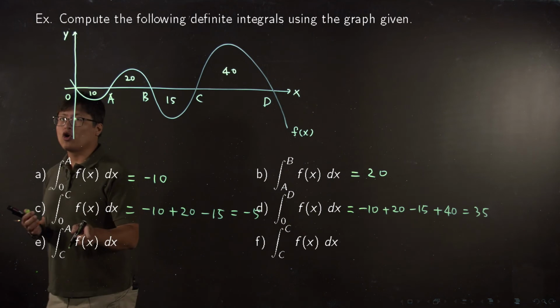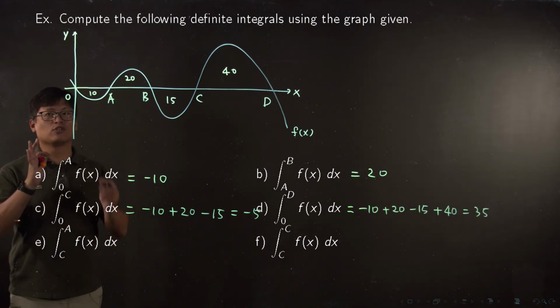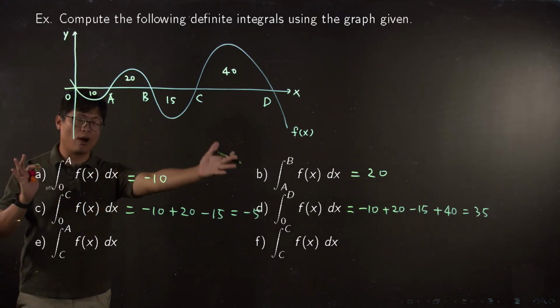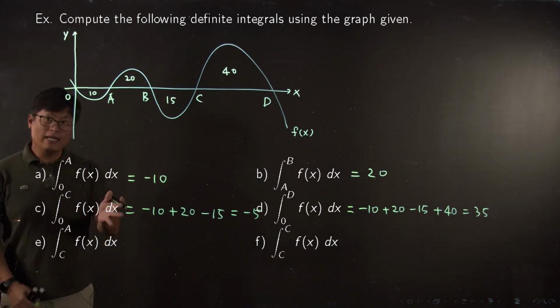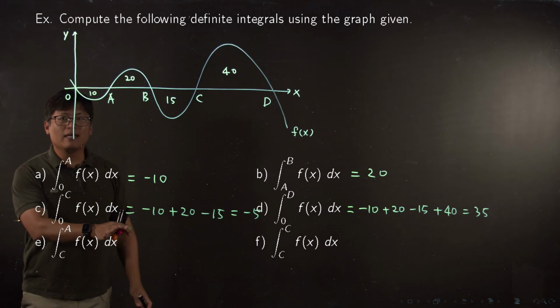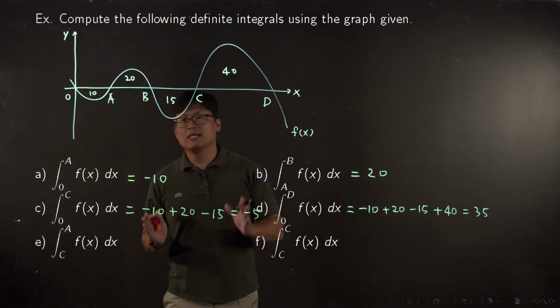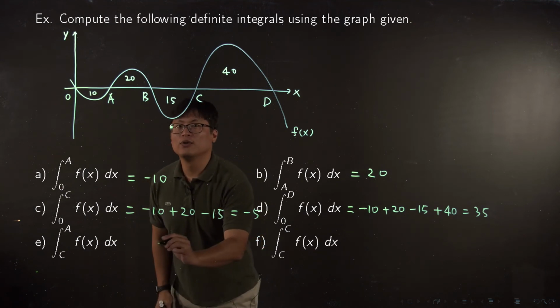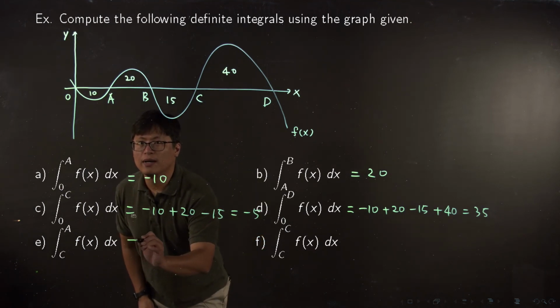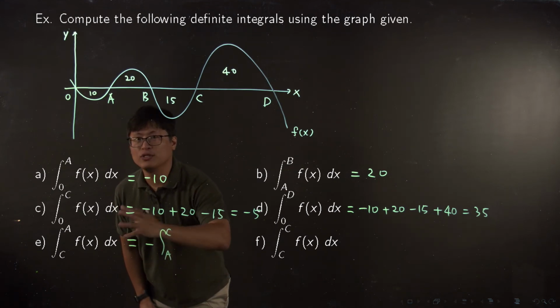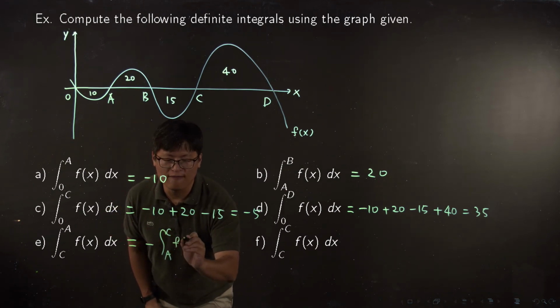And what about E? Well, we will talk about this one later. So far we talked about definite integrals going from the left side to the right side, right? But this one is backward, so we will talk about it later in the properties. Backward means just negative. So this integral can be written as minus the integral a to c, the opposite direction, of f(x) dx, right?